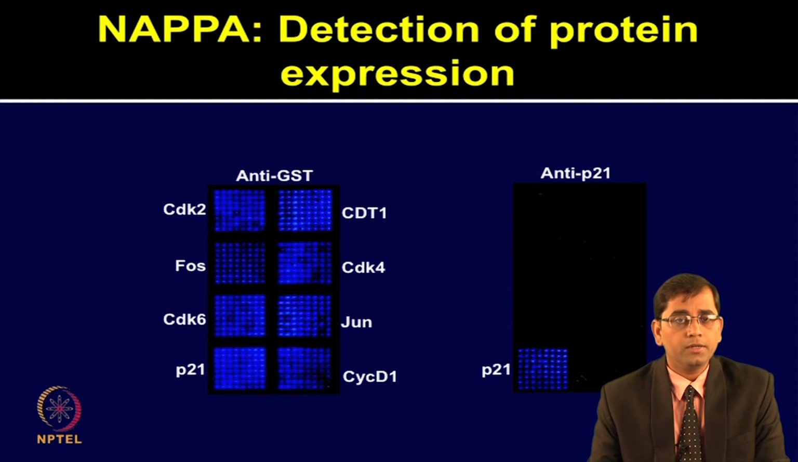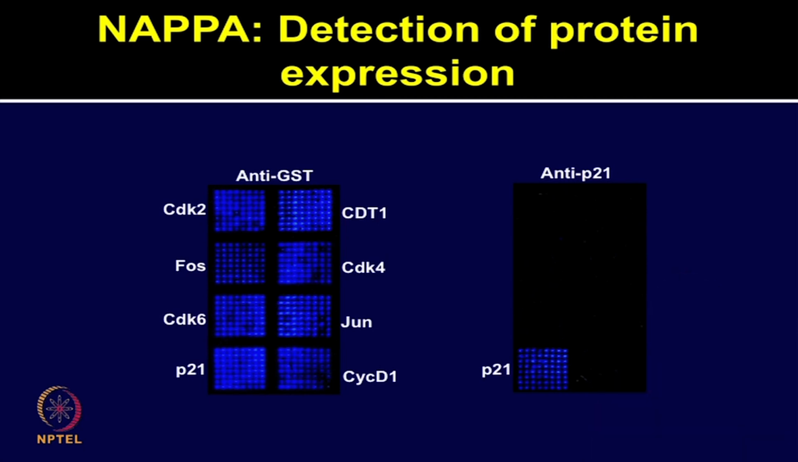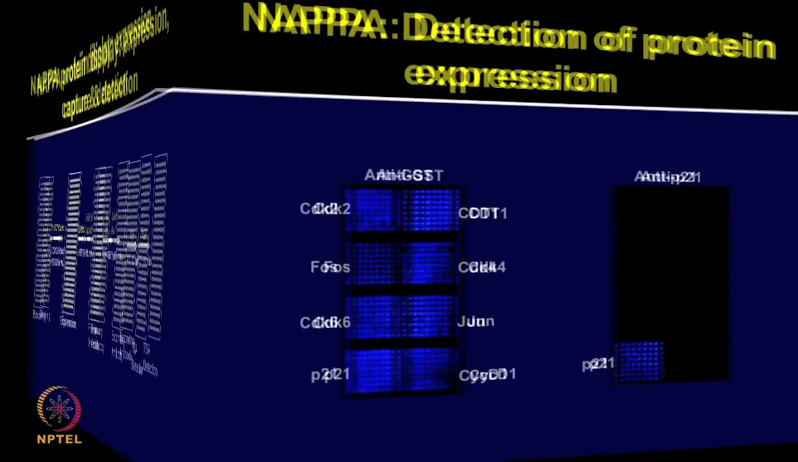But it is important to ensure that the protein is captured specifically using protein-specific antibodies. In this experiment, anti-P21 antibody is used to capture P21 protein, which shows signal, while the rest of the 7 proteins do not show any signal. It just shows that the proteins are expressed and a specific protein expression can be detected.